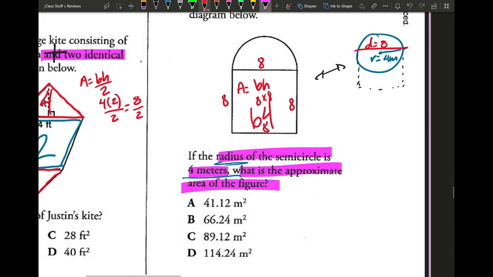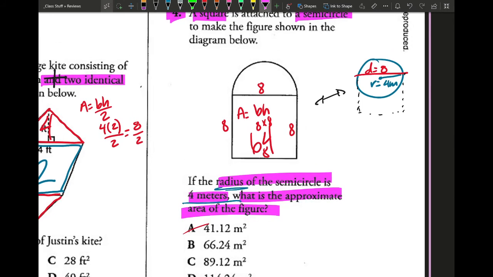Am I done? No. So I know it has to be more than 64. So A is not going to be my answer. Now, I have to take care of my half a circle right here. And I know the radius is 4.